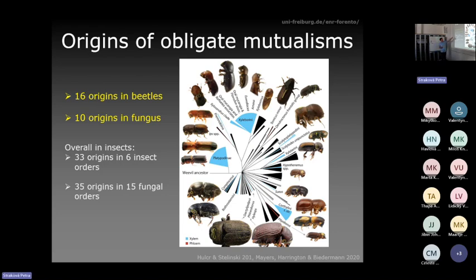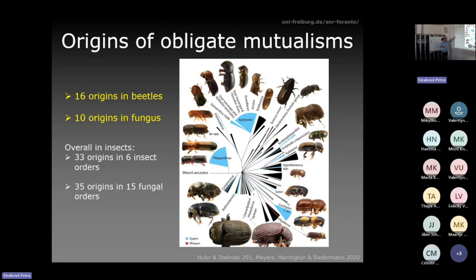And if you look at what kind of fungi they have, it's interesting. They also have 10 independent origins in the fungi, so they're really cultivating different kinds of fungi. And this may also explain why the mycangial structures look so different, because they independently evolved for different kinds of fungi.